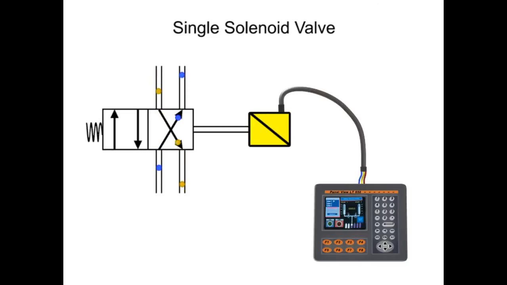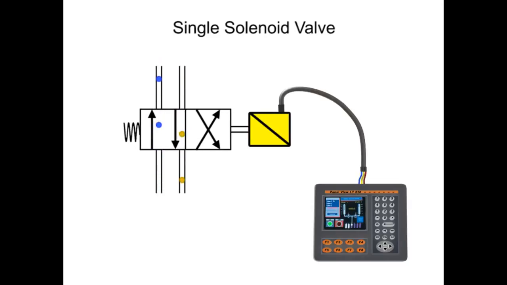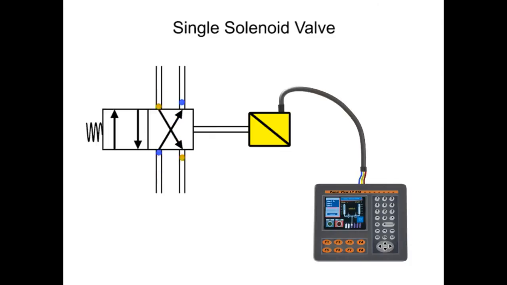Once the electrical current is removed and the solenoid is de-energized, the valve returns to its normal position by spring force. Fluid circuits designed to use single solenoid valves must maintain electrical current in order to keep the valve in its shifted position.